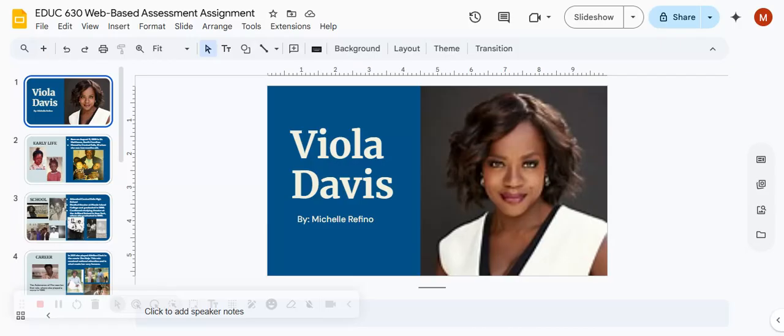This should include the person's name and photo, as well as your name. As you can see, this is a biography of Viola Davis.